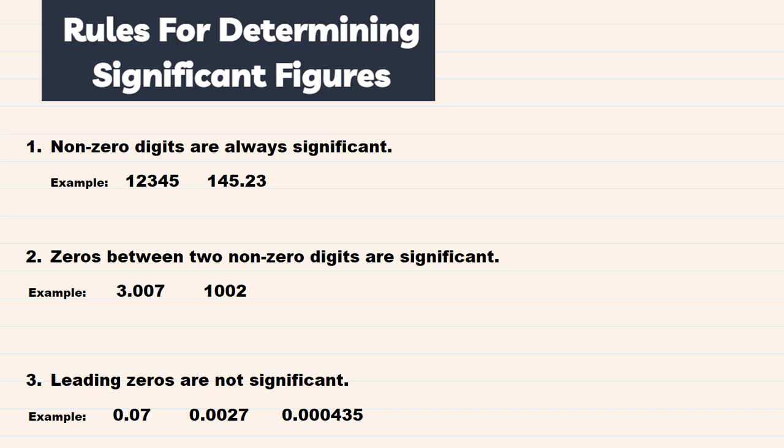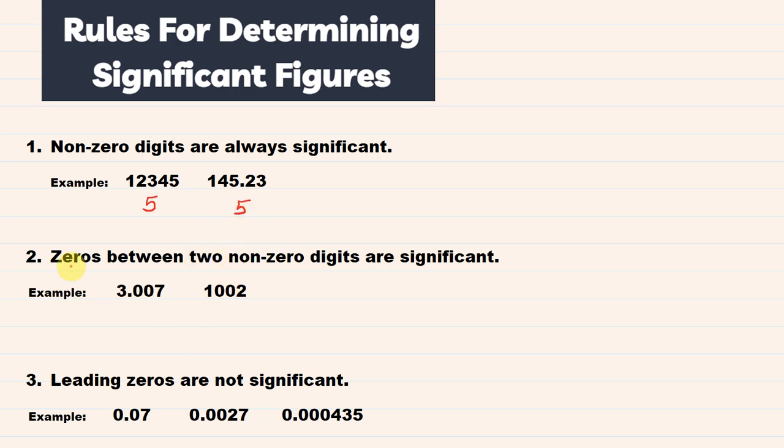Let's talk about the rules for determining significant figures. Number one rule says that non-zero digits are always significant. For example, we have the number 1, 2, 3, 4, and 5. There is no zero here, so we can say that we have five significant figures in this number. The second example is a decimal number, and we cannot see any zero here, so we can count the numbers present here as 1, 2, 3, 4, and 5. Hence, it has five significant figures.